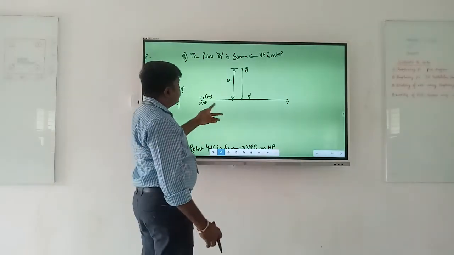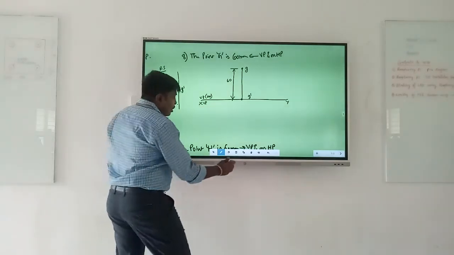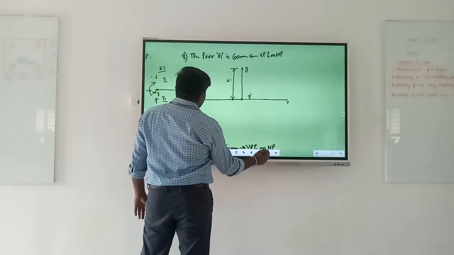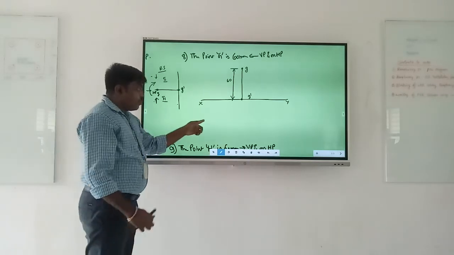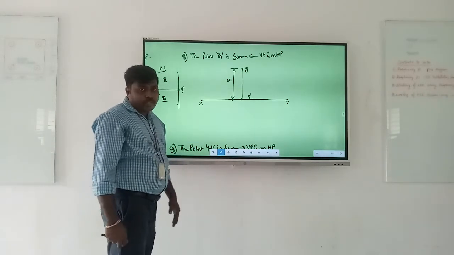By writing this, you can tell the point G is being shared between second and third quadrant, or the best way is not to write any VP HP at all. Okay, this is also fine, but don't forget to write that the point G is shared between second and third quadrant.